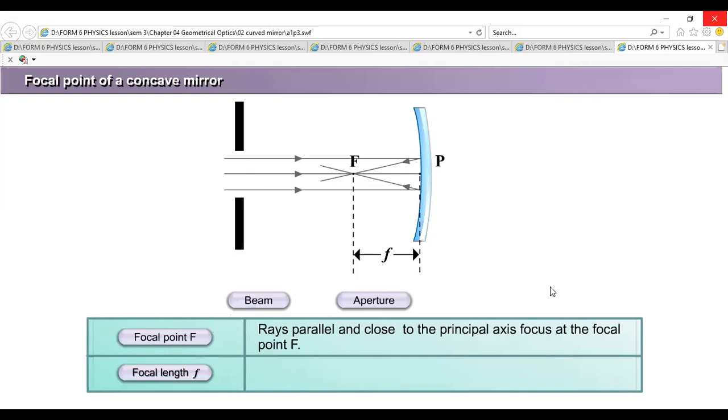Ladies and gentlemen, remember, sometimes students make a mistake. Students write the focal point as the focus point. That will be wrong. If focus, just write focus only. This is the focus, or we say this is the focal point. The focal length is the distance from the focal point, or the focus, to the pole P of the mirror.